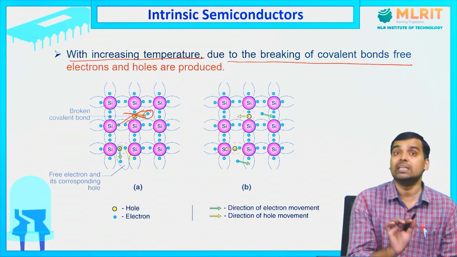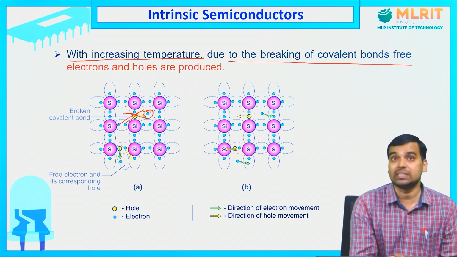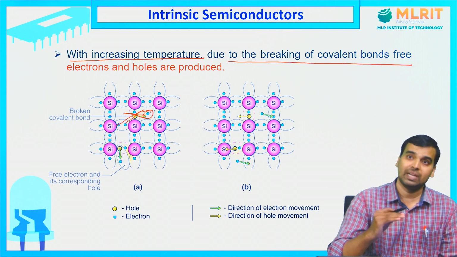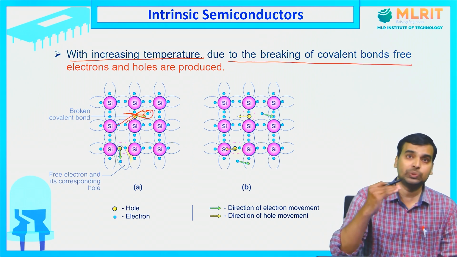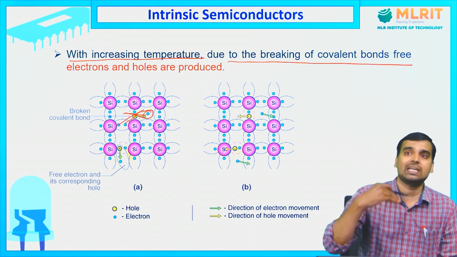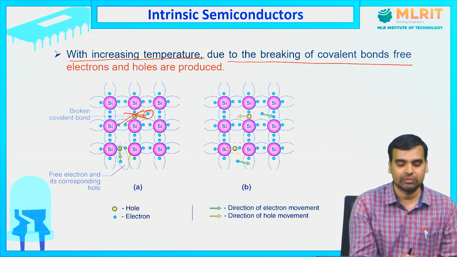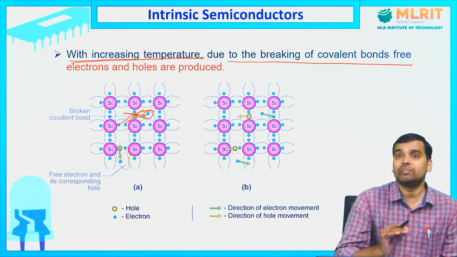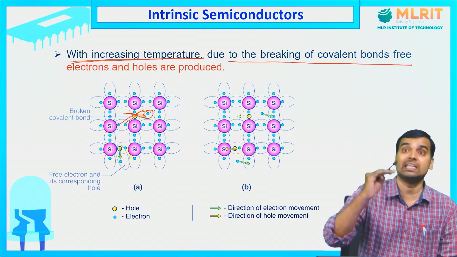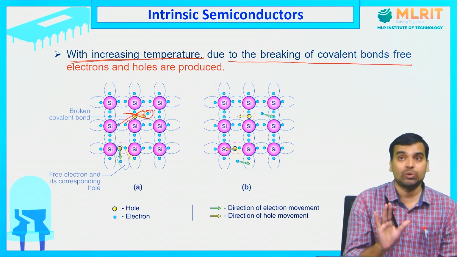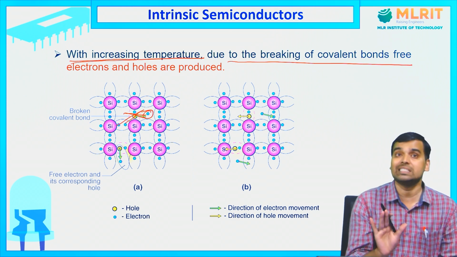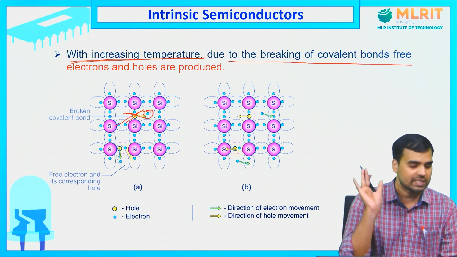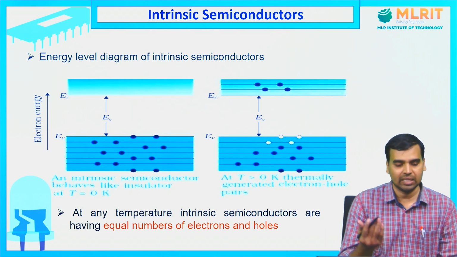That's why in case of intrinsic semiconductors, with increase in temperature, electrons will be excited from valency band to conduction band. Whenever those electrons are excited, there exists electrical conductivity. So with increasing temperature, the conductivity of intrinsic semiconductors increases. But at exact T equal to 0 Kelvin temperature, intrinsic semiconductor material behaves as an insulator. I hope it's clear. Now, let us see the energy level diagram.